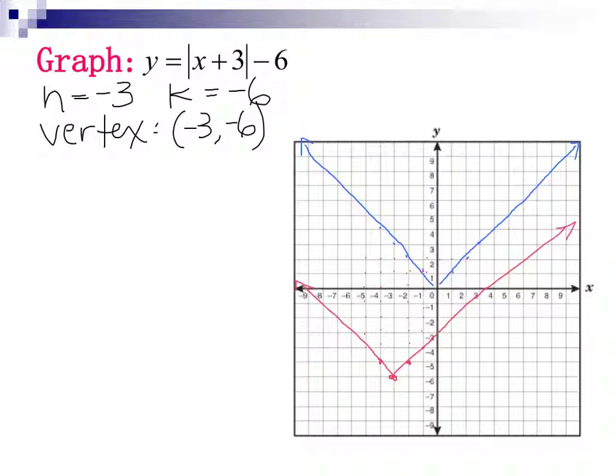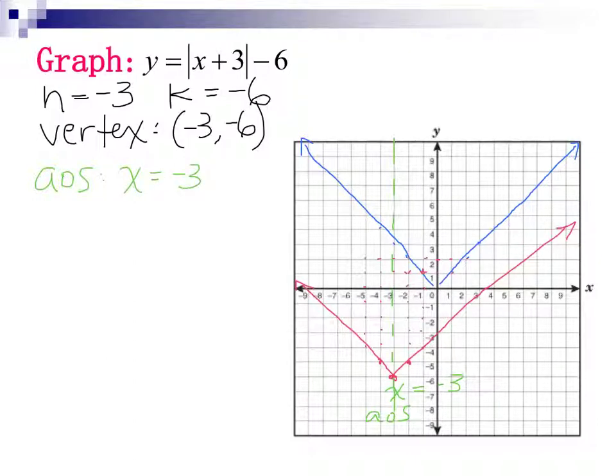Let's go ahead and get our axis of symmetry in. Here, right through our vertex. Here's our axis of symmetry. And remember, our axis of symmetry is going to be x equals whatever this x value is. Since x is negative 3, our axis of symmetry will be x equals negative 3.